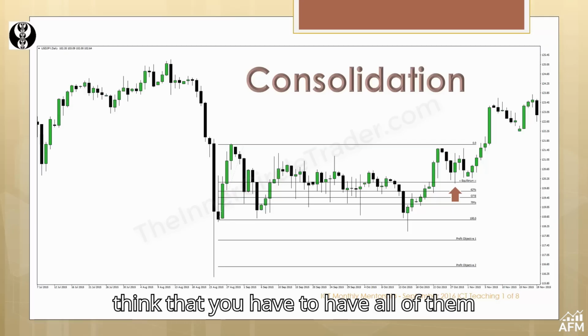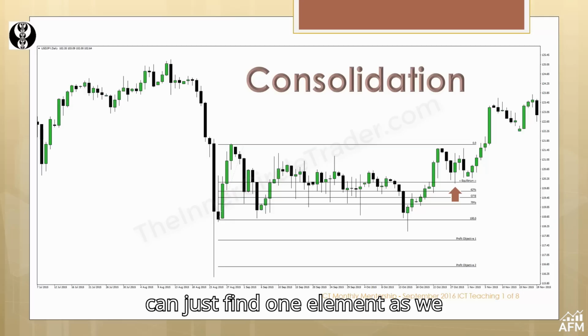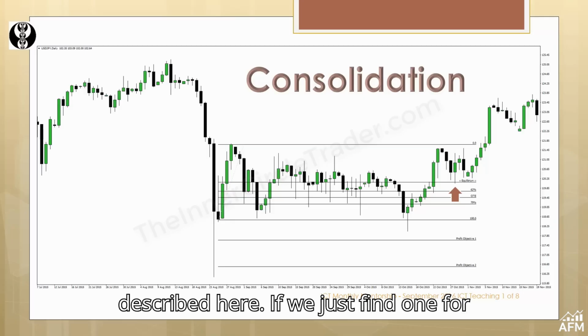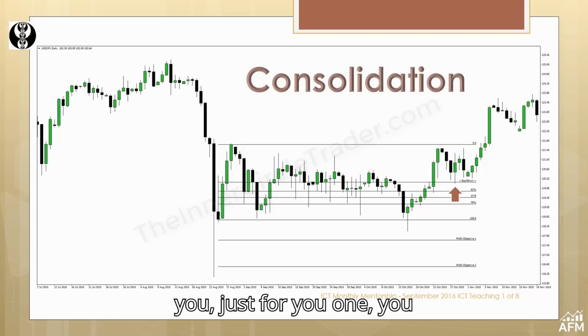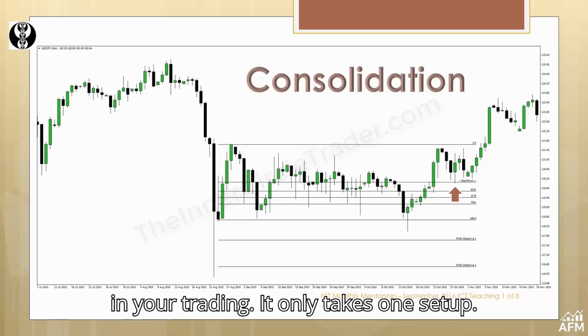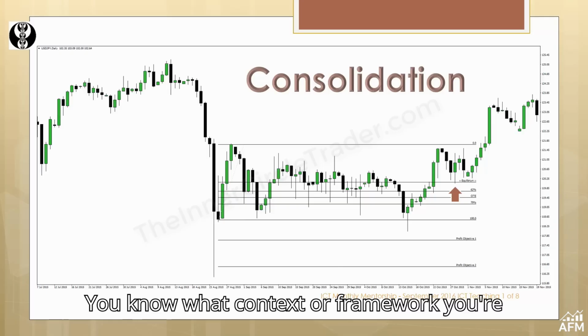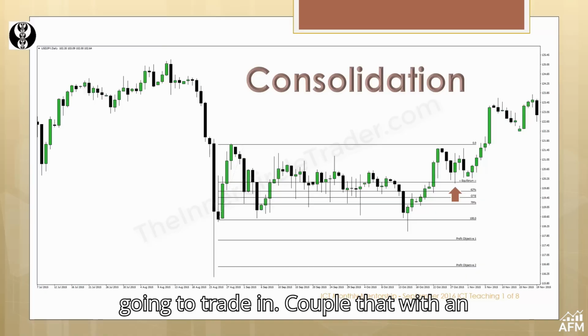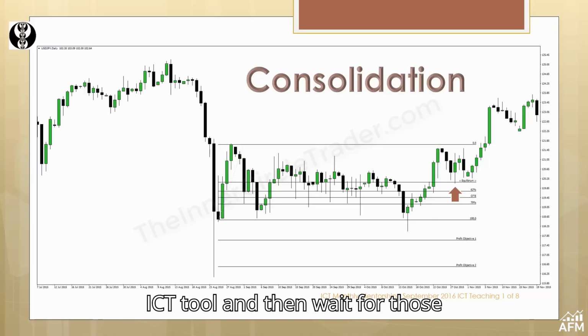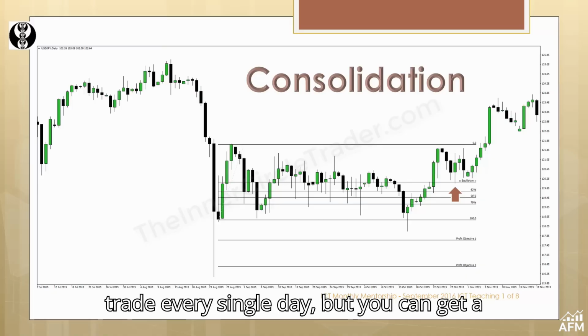think that you have to have all of them well known and under your belt before you're actually consistent, because you can just find one element as we described here. If we just find one for you, just for you, one, you can start being consistently profitable in your trading. It only takes one setup. You know what context or framework you're going to trade in, couple that with an ICT tool, and then wait for those conditions.